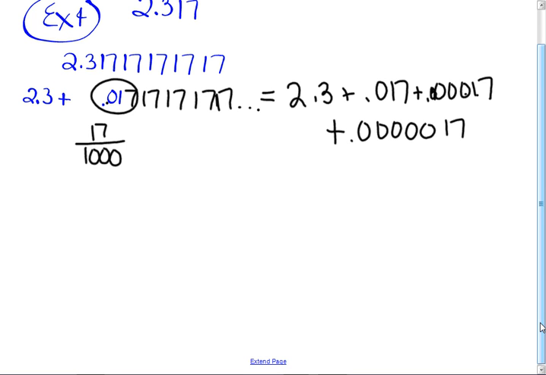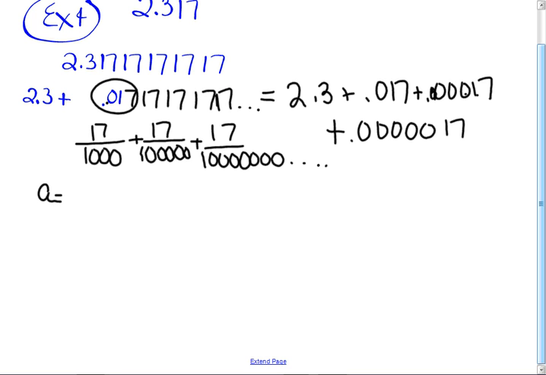But that's plus 17 over, I'm going to add 2 zeros there. Is that okay, Sam? Plus 17 over, how many zeros? Oh, I don't have enough zeros there. 5, 6, 7. Okay. The 2.3 is not a big deal. It's a constant. We just add it in there. But what's this going to be? What's A equal to? 17 over 1,000.